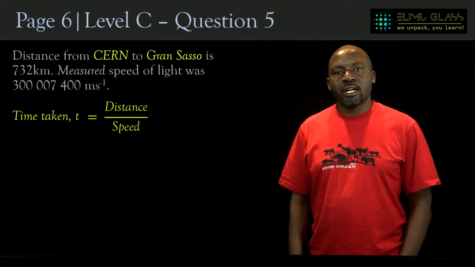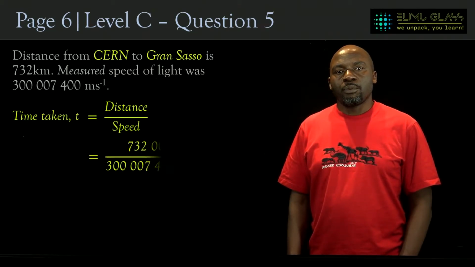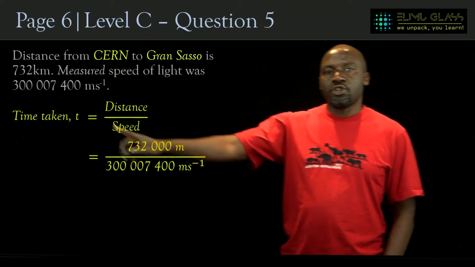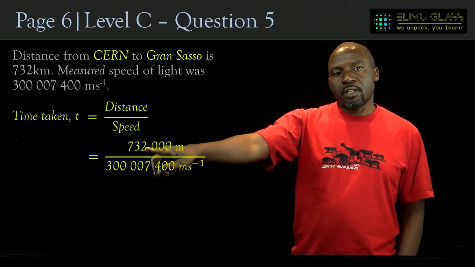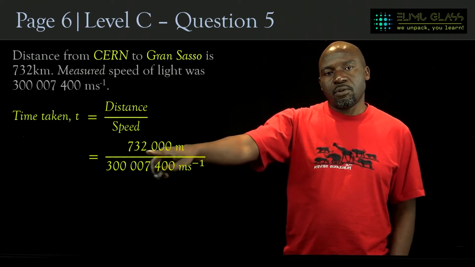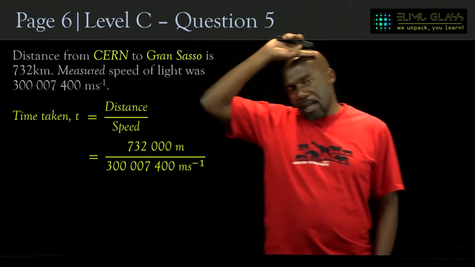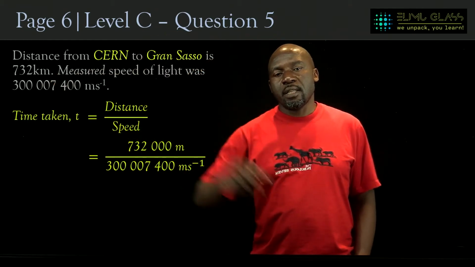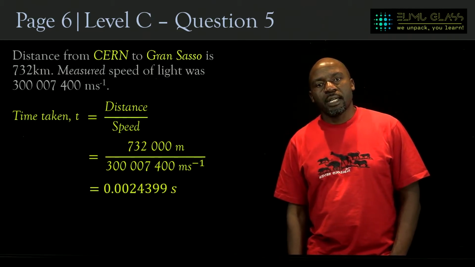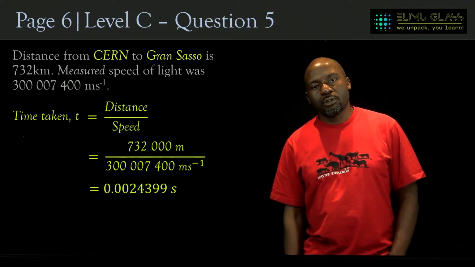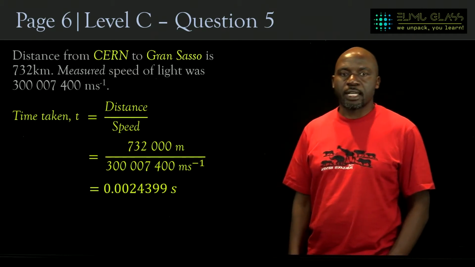So if the distance being covered is 732 kilometers, okay, we probably need to change that into meters. So we change the distance in kilometers to meters. So we get 732,000 meters, because 1 kilometer is 1,000 meters, and the speed is in meters per second as indicated there. And when we divide this on your calculator, we should get 0.0024399 seconds. Please do this and check that it is the correct answer.